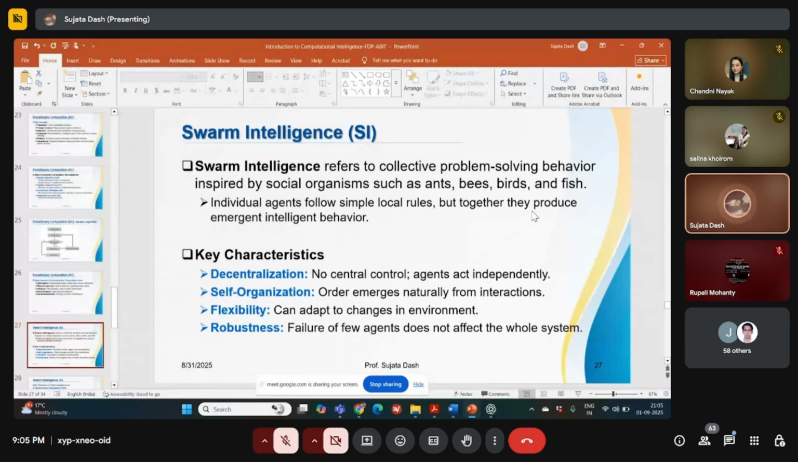And the fourth one is robustness or fault tolerance. Even if some agents fail, the system keeps functioning, just like a bee colony survives even if some of the bees die. So the emergent behavior, the behavior which emerges from this particular swarm intelligence, is complex, and the global behavior arises from simple local rules.